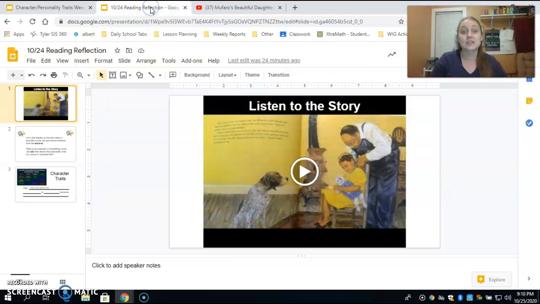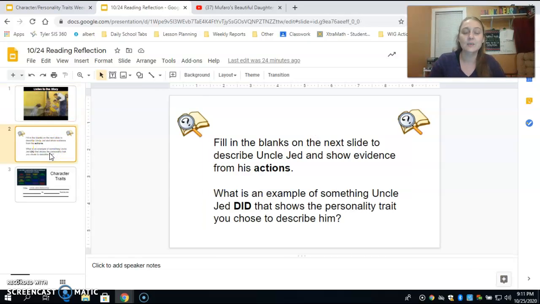So today you're going to listen to a story called Uncle Jed's Barber Shop. And after you listen to the story on the first slide, the second slide has some quick directions to make sure we understand what we're being asked to do. So it says to fill in the blanks on the next slide to describe Uncle Jed and show evidence from his actions. So when you're listening to the story, really focus in on what it is that Uncle Jed does and what does that tell you about who he is or his personality on the inside.